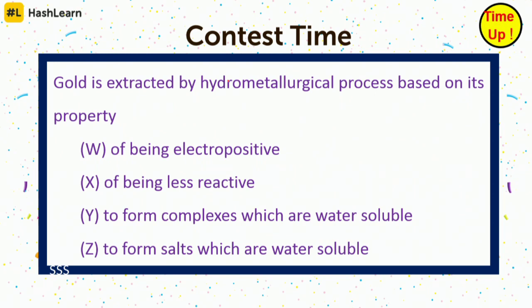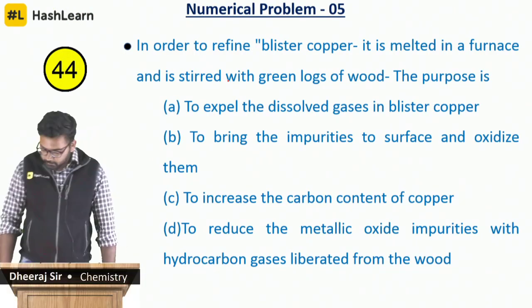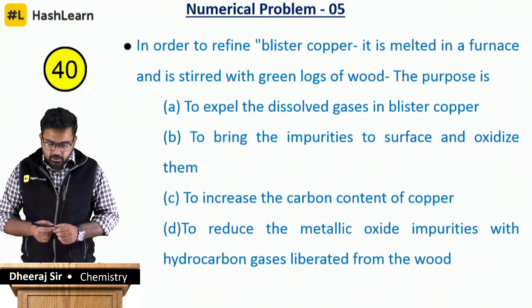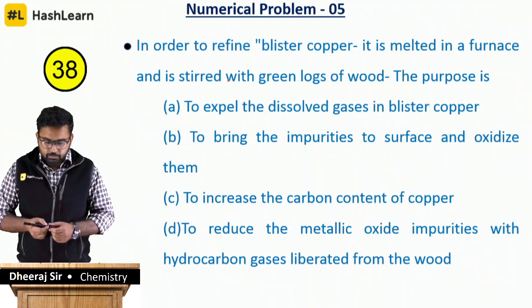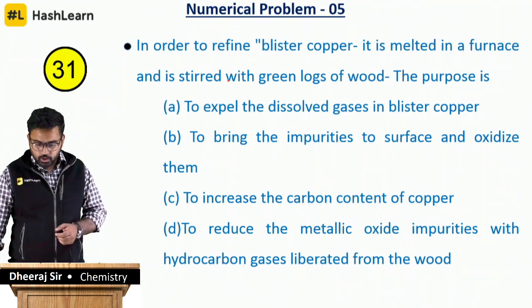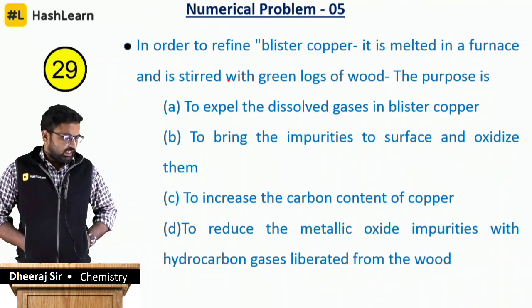So it is simple. Hydrometallurgical process. I think I have already given you the idea, so it should not become a big deal. So let's move ahead. So the fifth problem is, in order to refine blister copper, it is melted in a furnace and it is stirred with green logs of wood. The purpose is, okay, Sakshi has also given us the answer. Good. We will tell you the winner in the next class, guys.